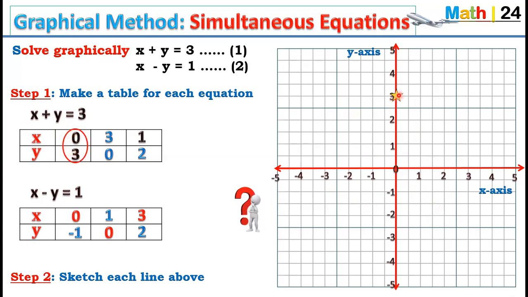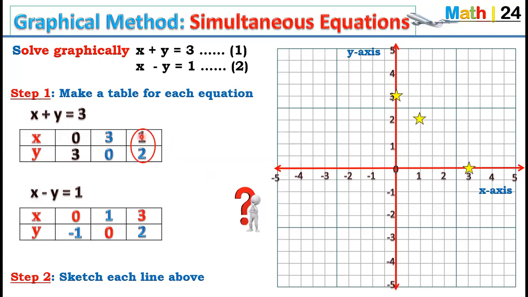So this is the point. Can you see? Note that the y-axis is the line x equals 0. Along this line, x is always equal to 0. So x is 0, y is 3. This is the point. The next point is when x is 3, y is 0. This is it.